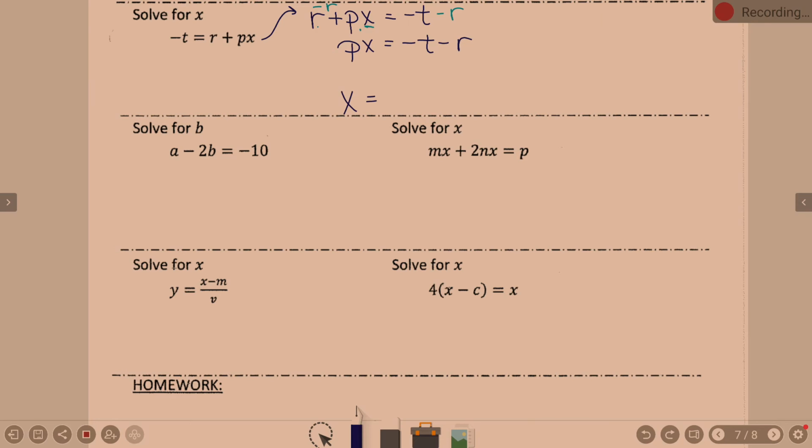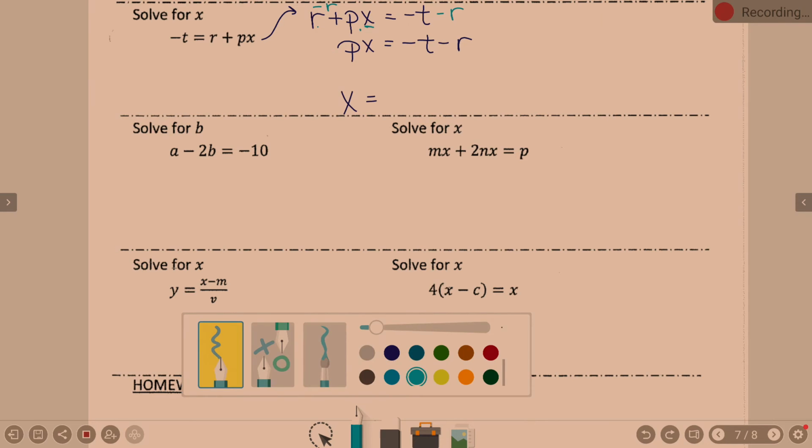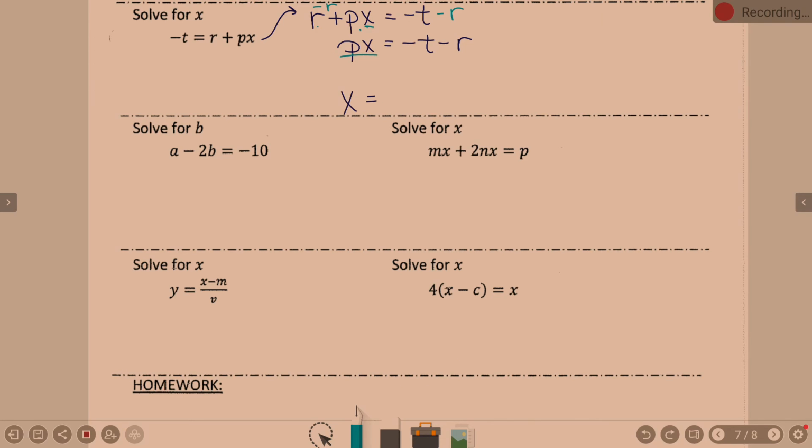Am I done? Do I have x equals? Oh, no. I don't have x equals, I have px equals. If I have px equals, how do I get x by itself? If it's p times x, divide, right? P and x are being held together by multiplication. The opposite of multiplying is to divide. What is it I want away? I want that p to move away.